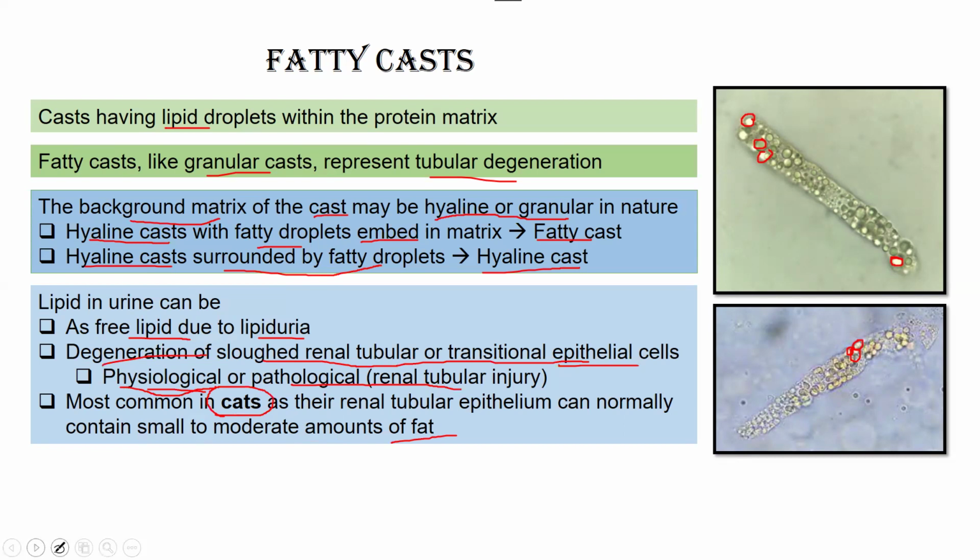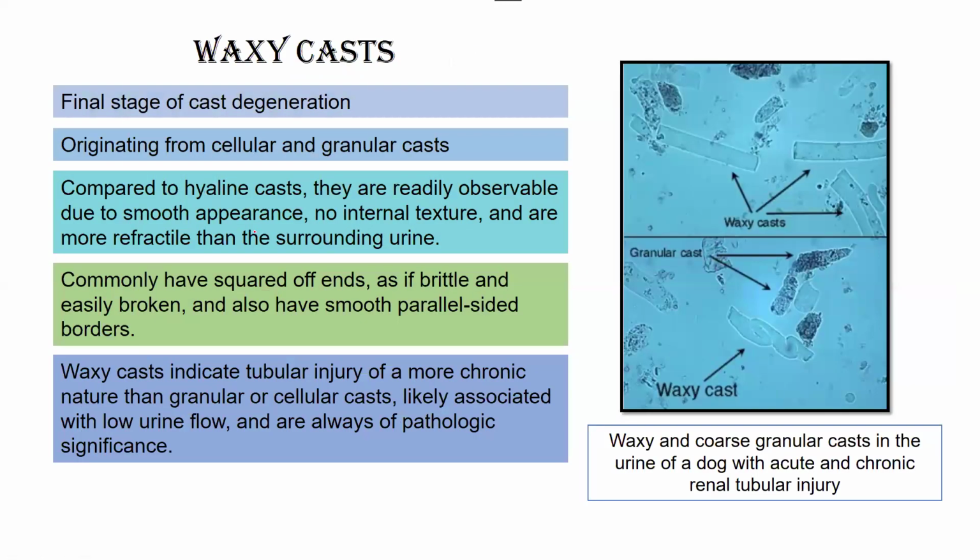So that was about fatty cast, and here we are on to our last cast, that is waxy cast. It is the final stage of cast degeneration. It originates from cellular or granular cast, which will start to degenerate and form waxy cast. Compared to hyaline cast, they are readily observable and have a smooth appearance, no internal texture, and are more refractile than the surrounding.